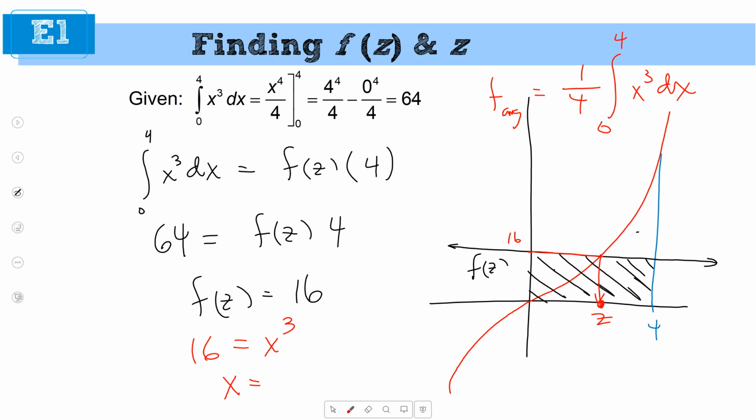Want to help me out there? What's the cubic root of 16? What is it? 2.52? Yeah. Well, we should round to 3 decimal places. 2.520. Yeah. Good job.